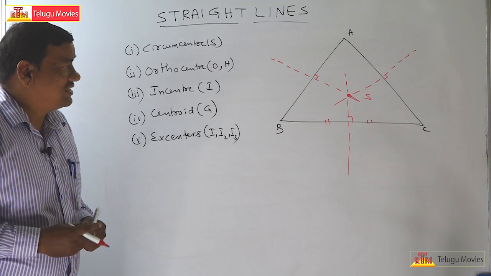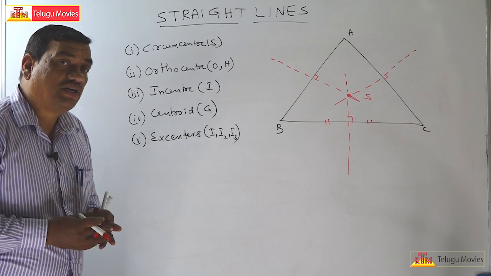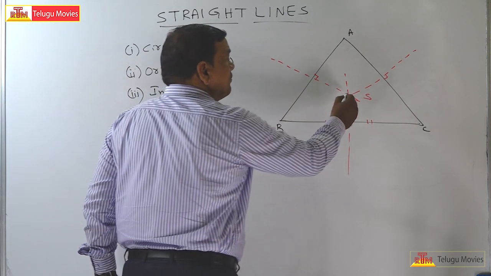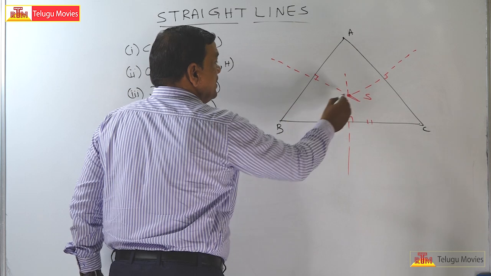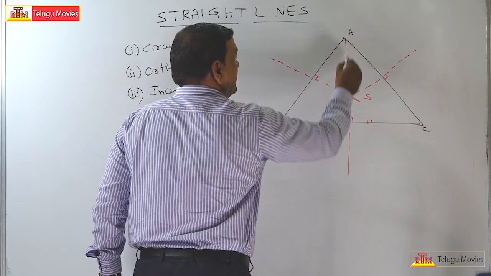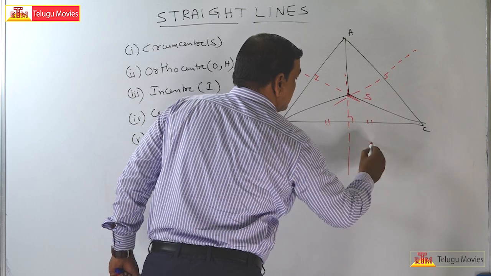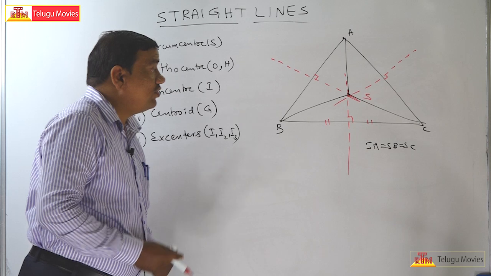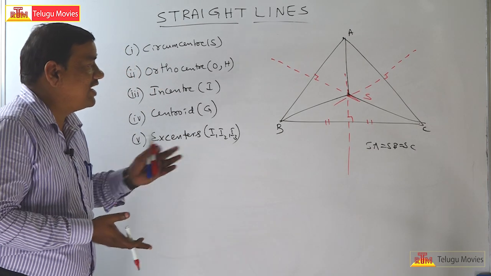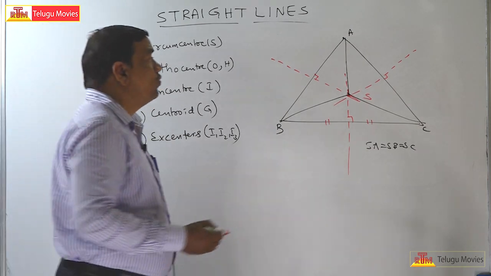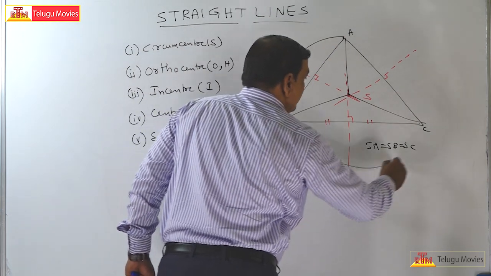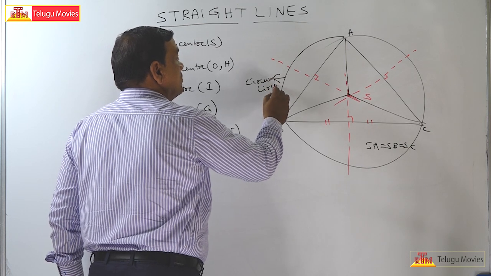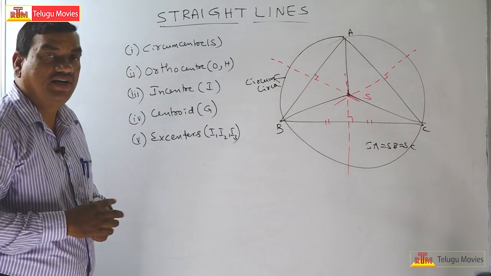Now, what are the properties of the circumcenter? The circumcenter will be equidistant from the vertices of the triangle. That means SA is equal to SB is equal to SC. Therefore, taking S as the center and SA or SB or SC as the radius, we can draw a circle, which is called the circumcircle of the triangle.